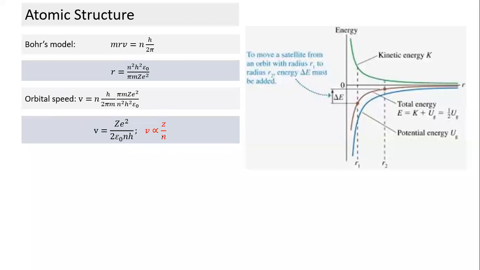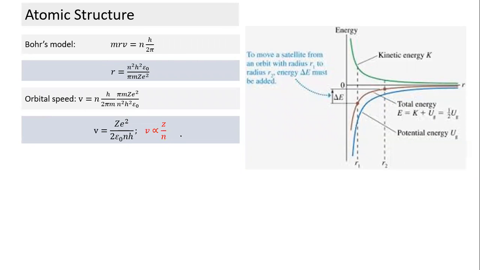So compared to the orbital velocity of the electron in the first orbit of hydrogen, if you go to the second orbit, N becomes 2, velocity becomes half. So the orbiting velocity in the second orbit is half of the orbiting velocity in the first orbit. N becomes 3, third orbit, velocity becomes 1/3, and kinetic energy becomes 1/9. That's what this equation indicates.